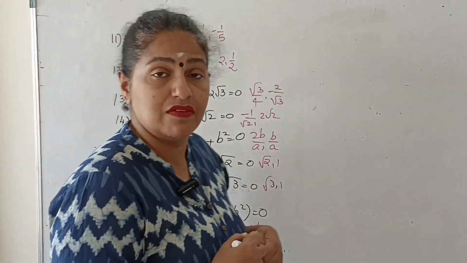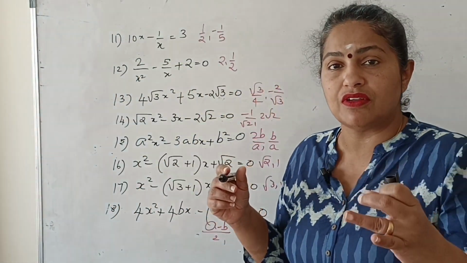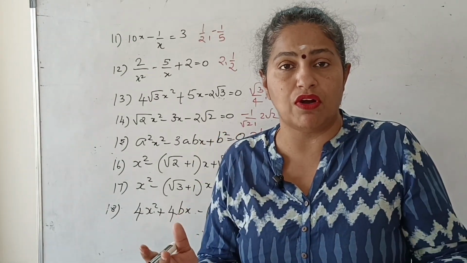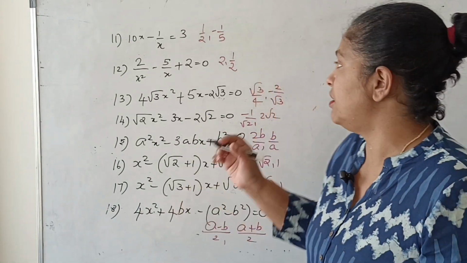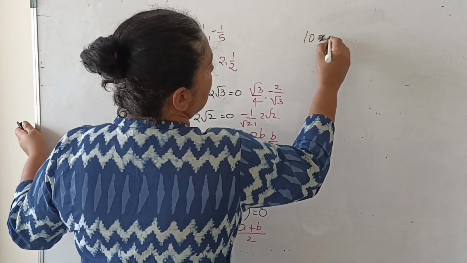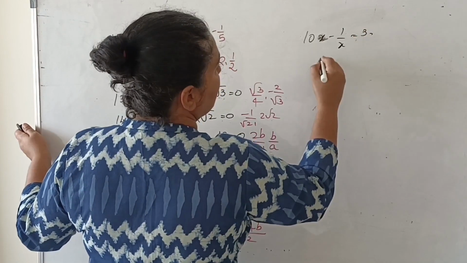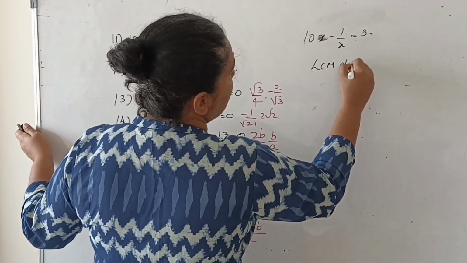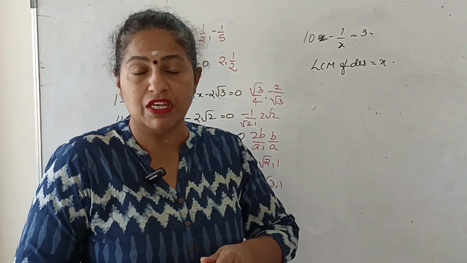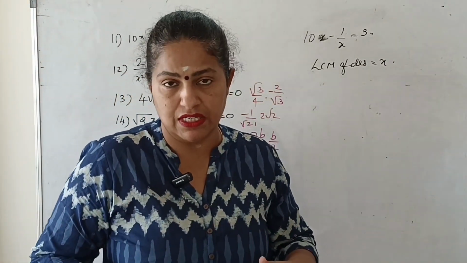10x minus 1 by x is equal to 3. So my first task is to convert it into the form of the quadratic equation that we are familiar with. So 10x minus 1 by x is equal to 3. I am taking the LCM of the denominators. I will be getting x. So I need to eliminate that x from the denominator and make it into a proper quadratic equation.